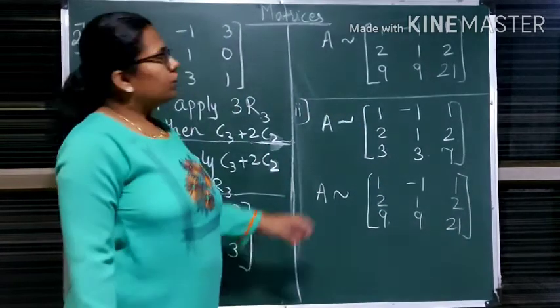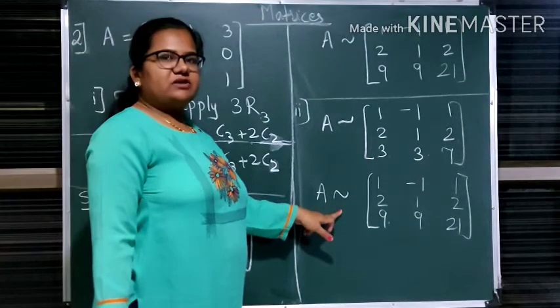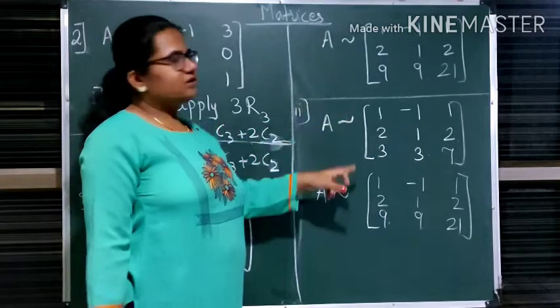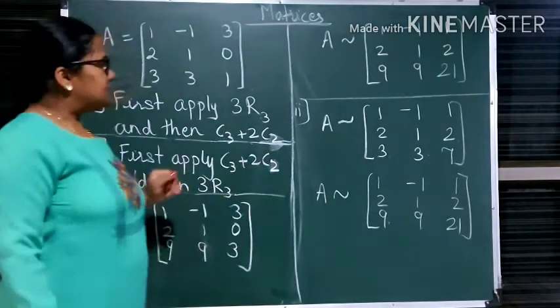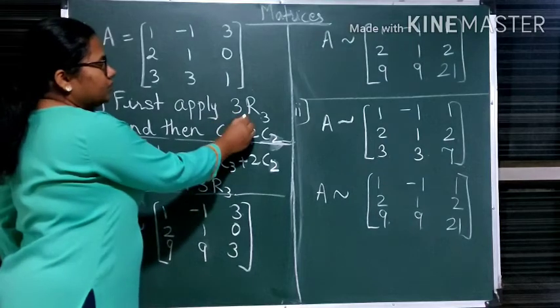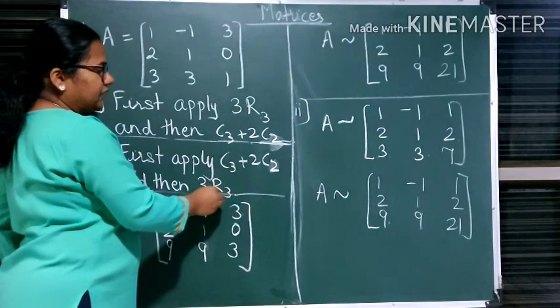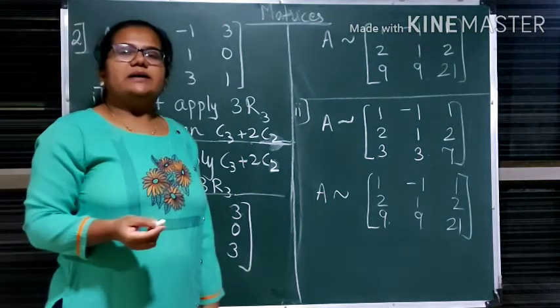Yes. So what do you observe here? If you look at this matrix and if you look at this matrix, they are one and the same matrix. They are equal matrices. All the elements inside are the same. So what do you understand by this? Either you do this operation first and after that you do this operation, or you do this operation and then you do this operation. Still the matrix you are going to get is one and the same matrix.